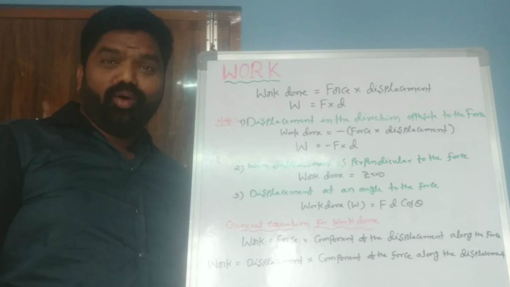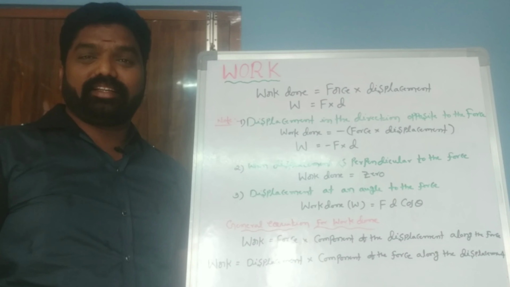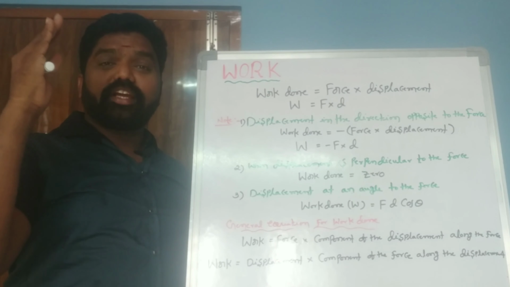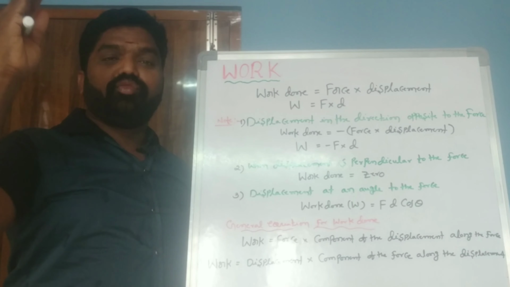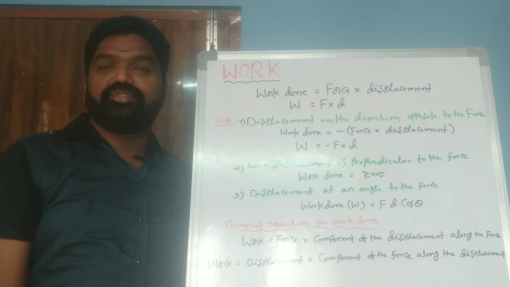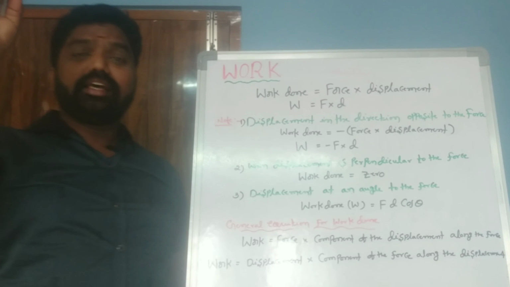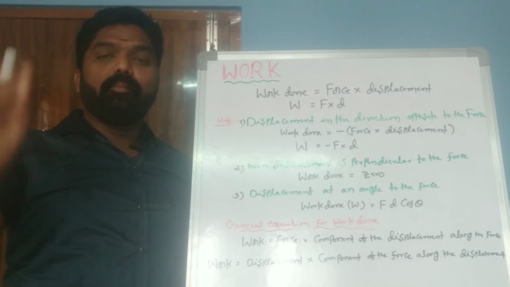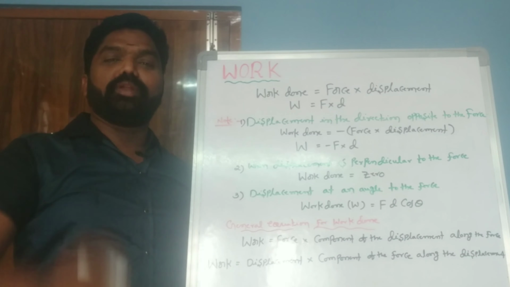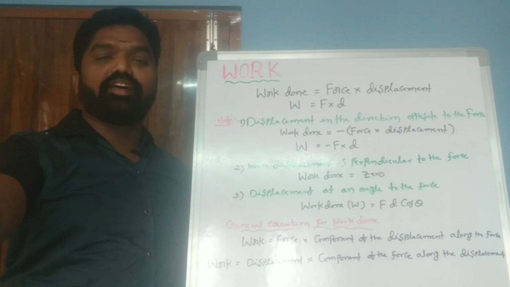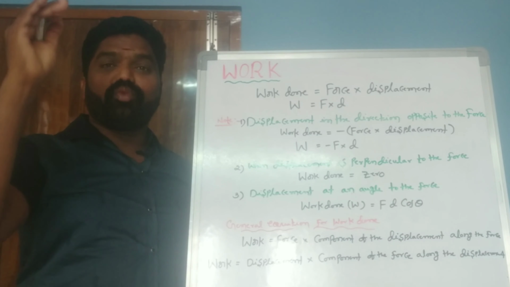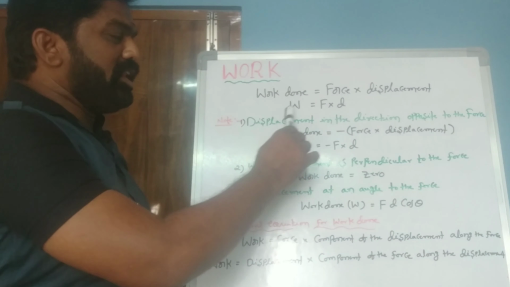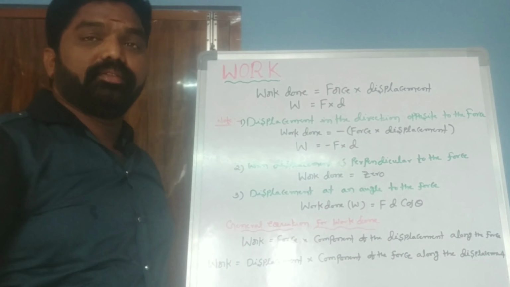Dear students, now we are going to discuss work, right? When a force acts on an object, the object moves. We say that the force has done work on the object, right? The work done by a force acting on an object is equal to the product of the force and the displacement of the object in the direction of force, right? So work done equals force into displacement, W = F × D.